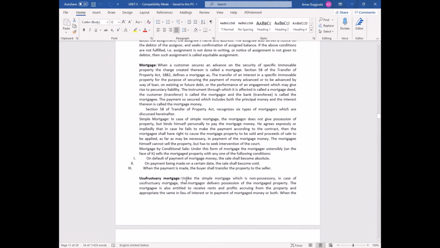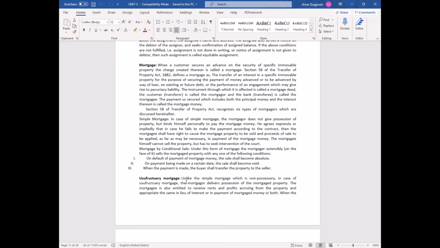Mortgage, where a customer basically secures an advance on the security of specific immovable properties to charge. That is called mortgage. Mortgage is associated with immovable property like land, building, factory. It would not be on movable properties like vehicles. It is covered by the Transfer of Property Act 1882. It tells you what a mortgage is, who is a mortgagor, and who is a mortgagee. The mortgagee is basically the bank which is receiving the security, and the person who is giving the security as a pecuniary liability is called the transferor or mortgagor.